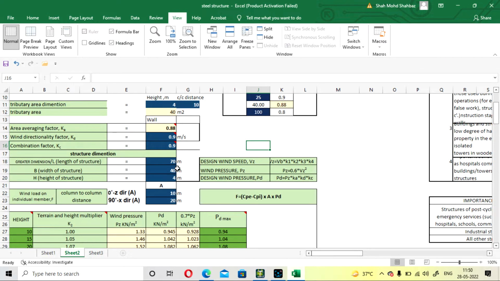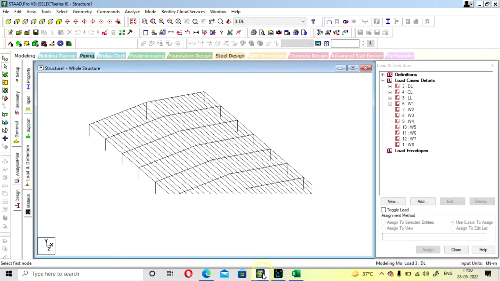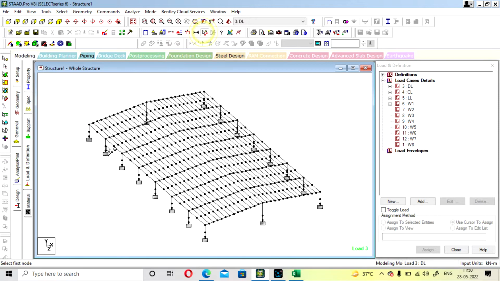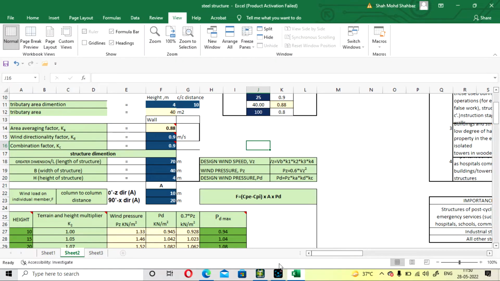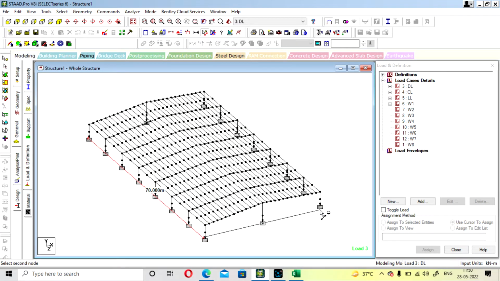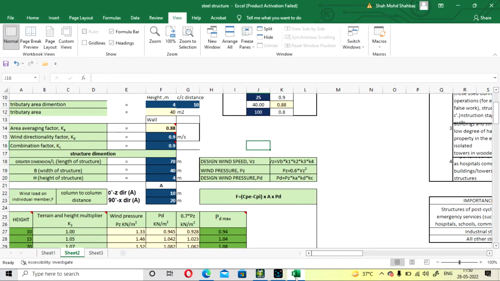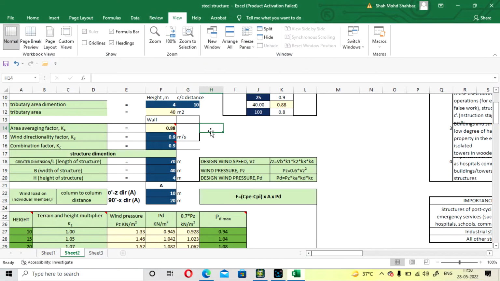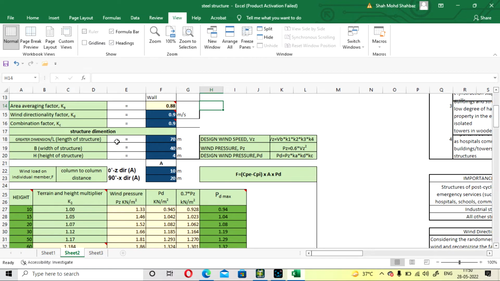Similarly, you have to give the dimensions of the structure. So the greater dimension, that is the length of the structure, is, I think, 70 meter, because I have already applied all the loads first. Let's see, okay, the length is 70, the width will be 40. Yeah, it is correct. It is 40 and our height is 4 meter. We have already shown you at the eave, not at the ridge. So ridge will be center and eave is the corner. Our dimensions are okay.